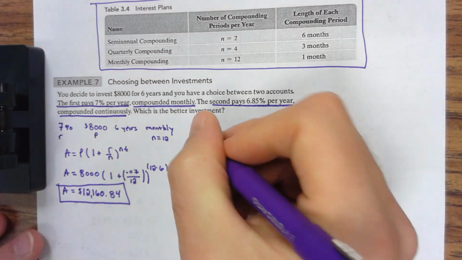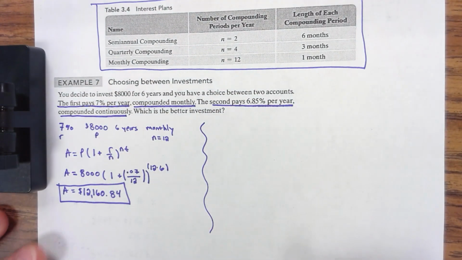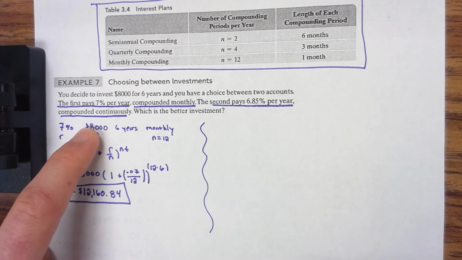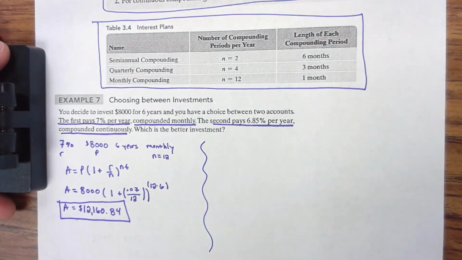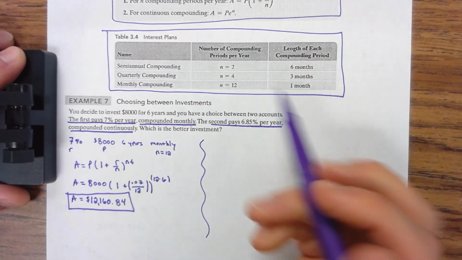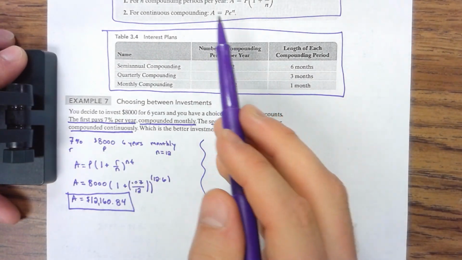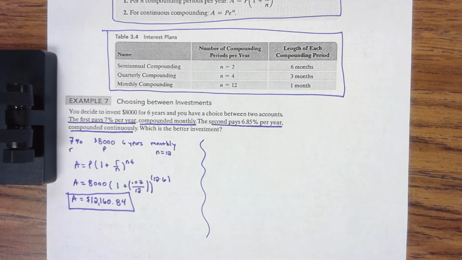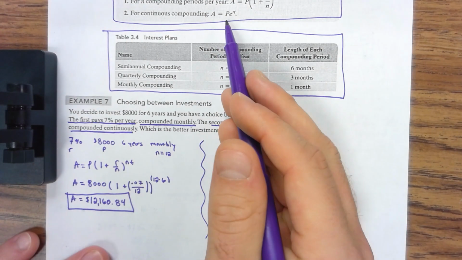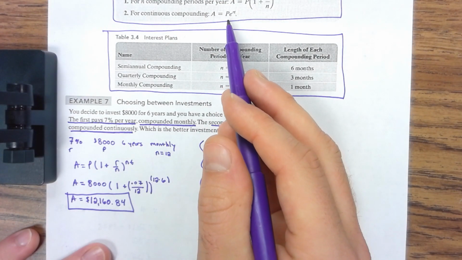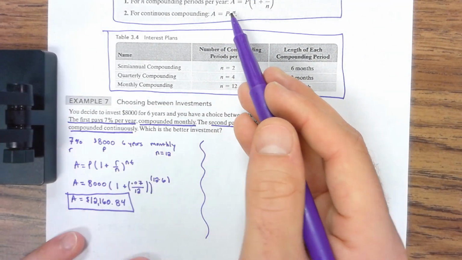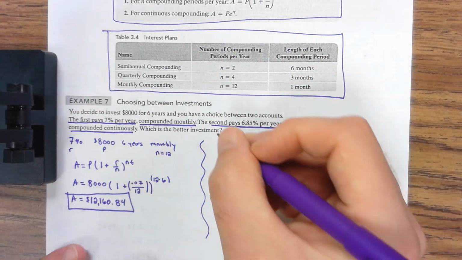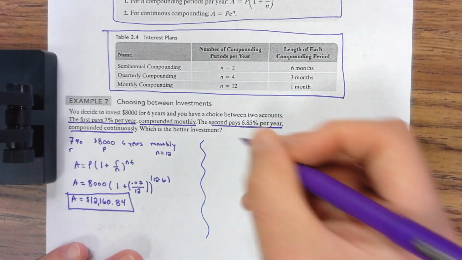The second account, the key word in the second account is that continuously. If we see the word continuously, we're going to use the second equation that you all wrote down yesterday. This one is usually described as the PERT equation. That's how I remember how to set it up. So it's P, the base is E, that same E, the natural base we talked about yesterday, to the power of R times T. So again, let's just write down the things we're using here.